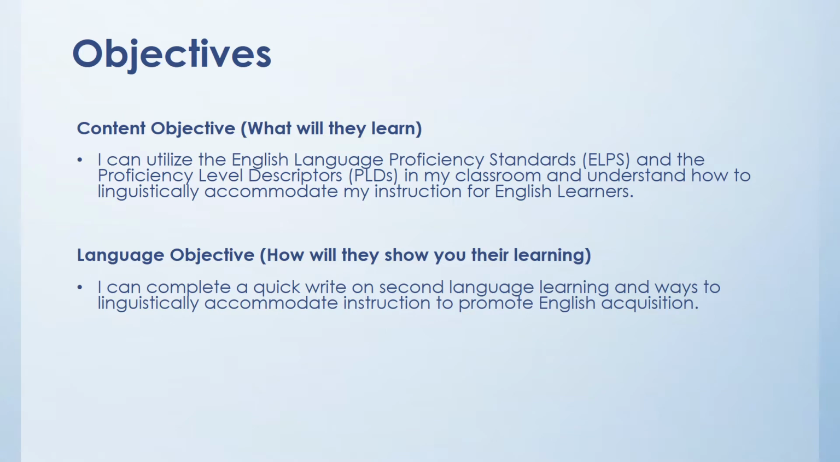There will be two objectives in this training, a content objective, or the what, and the language objective, or the how. Your content objective will be to utilize the English Language Proficiency Standards, or ELPS, and the Proficiency Level Descriptors, or PLDs, in your classroom and understand how to linguistically accommodate your instruction for English learners. Your language objective, or the how, is you will write a quick write on second language learning and ways to linguistically accommodate instruction to promote English acquisition.